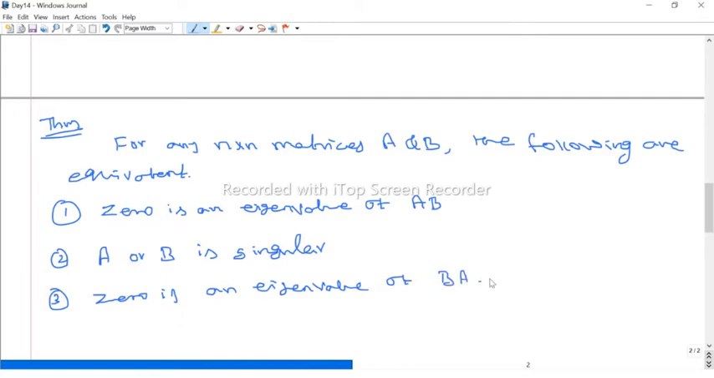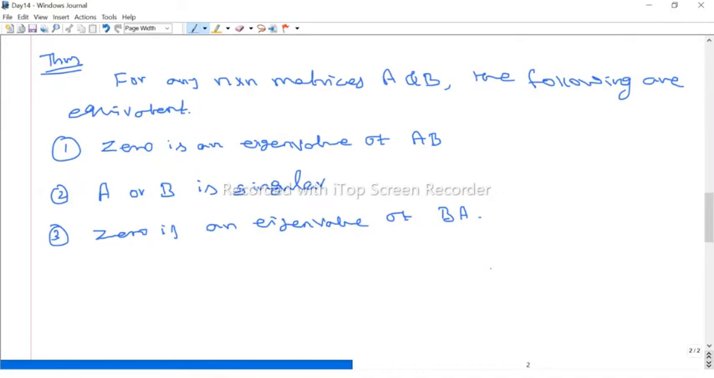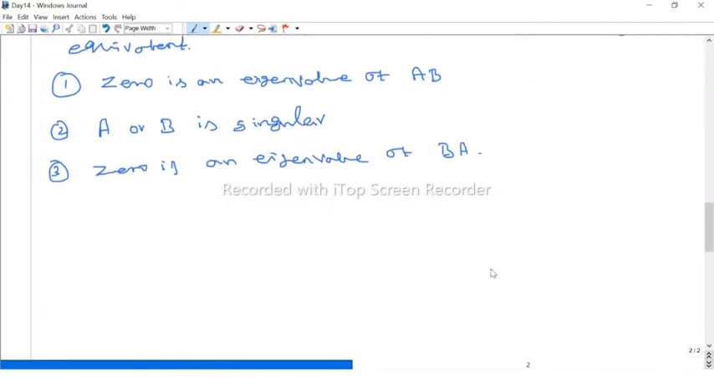Suppose 0 is an eigenvalue of AB, then we have to prove that either A is singular or B is singular. And if I assume A is singular or B is singular, we have to show that 0 is an eigenvalue of BA. This is a simple proof. Since it is given that 0 is an eigenvalue of AB, what is the determinant of AB? The determinant of AB is the product of the eigenvalues of AB. We don't know the other eigenvalues, but we know one eigenvalue is 0, and 0 times anything is 0. Therefore the determinant of AB equals 0, because 0 is an eigenvalue.